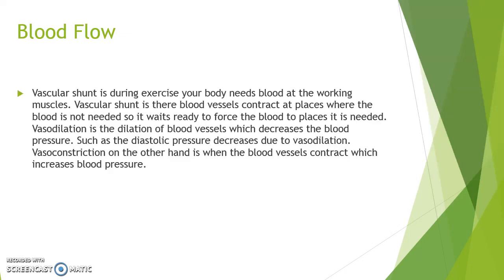Vascular shunt is during exercise your body will need the blood at the working muscles to deliver the oxygen where it needs to be delivered so it can get rid of the CO2 and so your muscles can work for longer. This can help with long distance runners such as Mo Farah, so he can continue doing the 10,000 meters without really slowing down at all because his muscles will always be getting replenished by the oxygen.